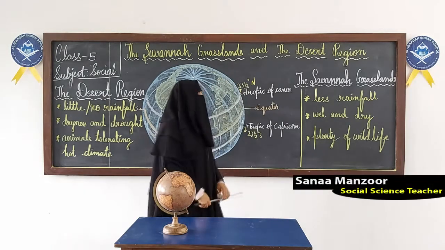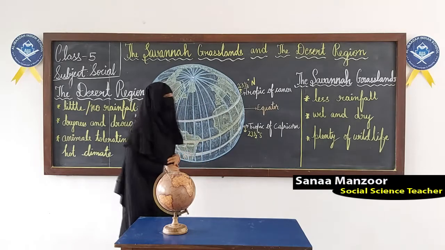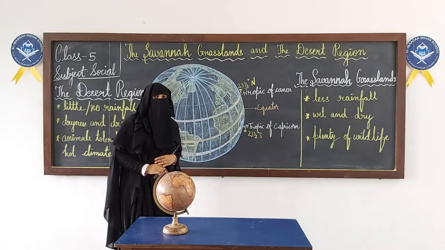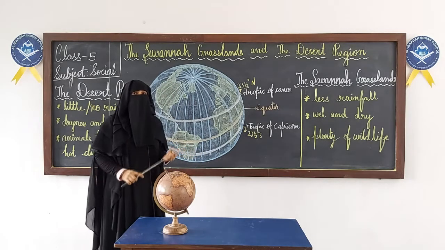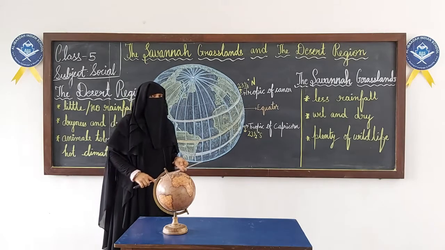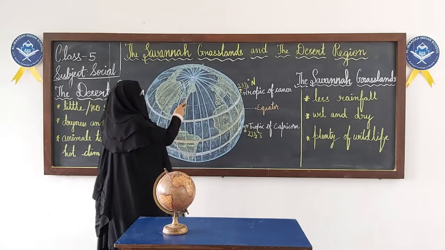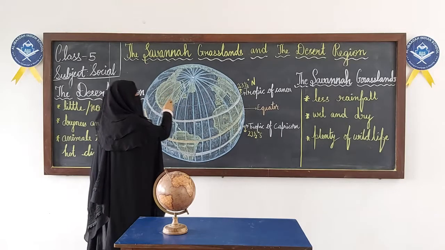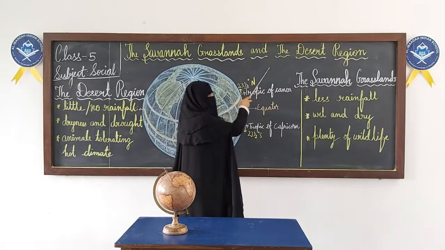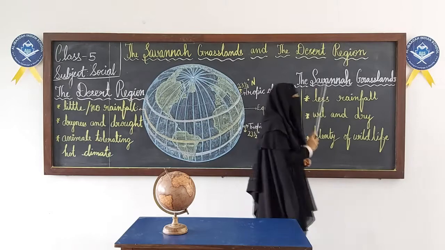Good. Now we have studied about regions last week, right? It was the equatorial region and the tropical monsoon region. Today we have chapter 5 and 6, the Savannah Grasslands and the desert region. To begin with, the Savannah Grasslands.